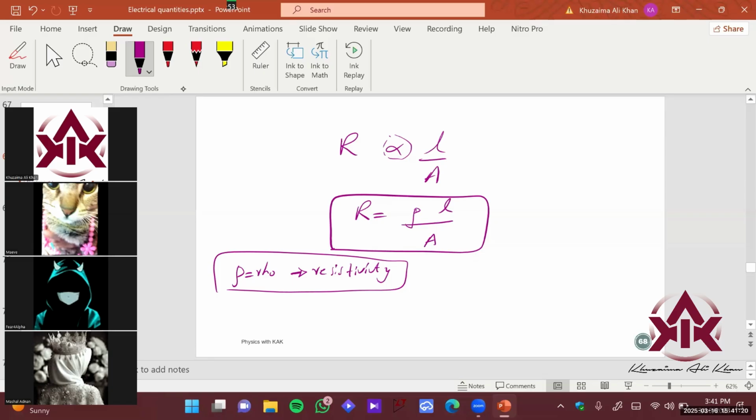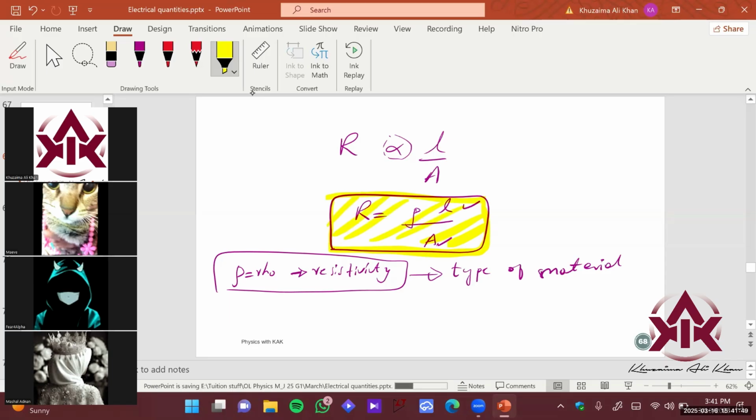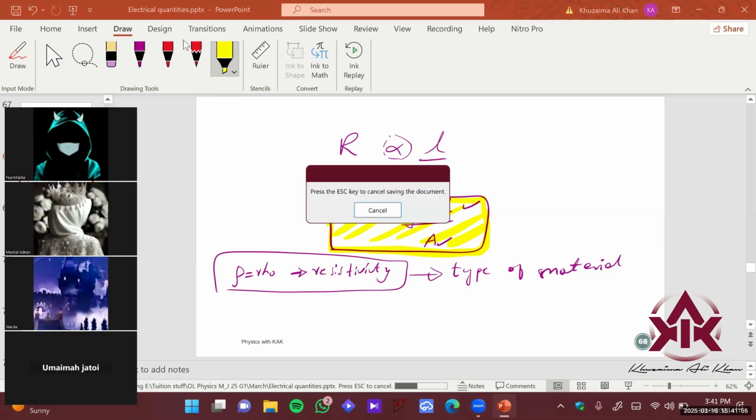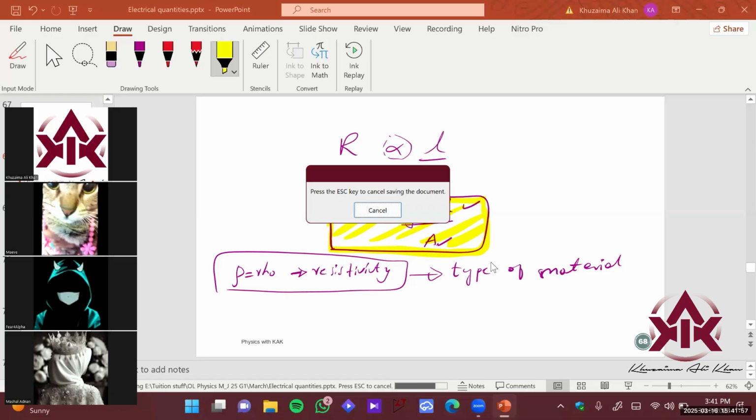So this is the final formula for resistance, which links the length, area, and resistivity. Resistivity depends upon the type of material. Copper will have a different resistivity, silver will have a different resistivity value, and iron would have a different resistivity value. This final equation combines all the relations of a conductor: dimensions, type, length, and so on. If it makes sense till now, give me a thumbs up. It makes sense to Hamza. That's good, everyone.